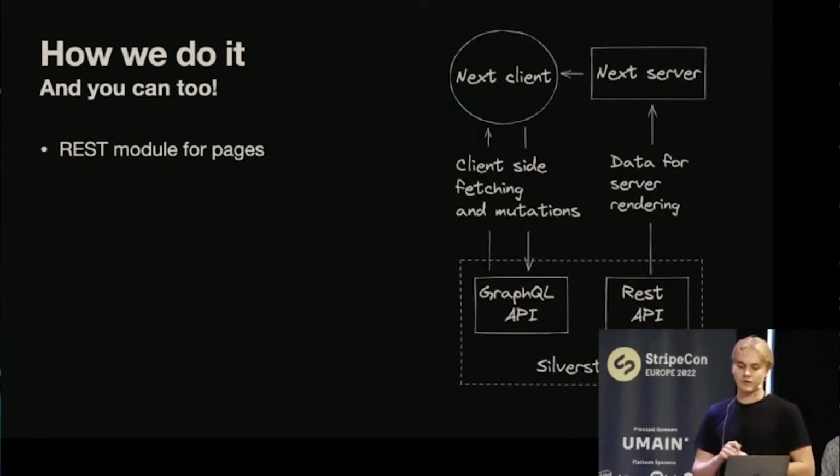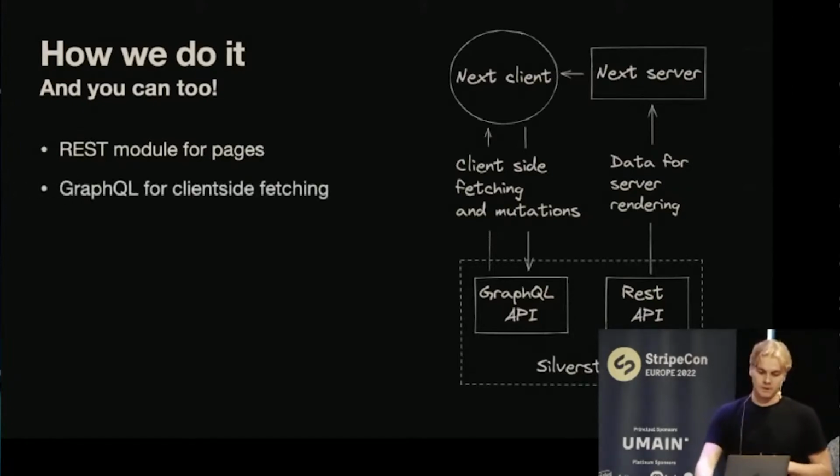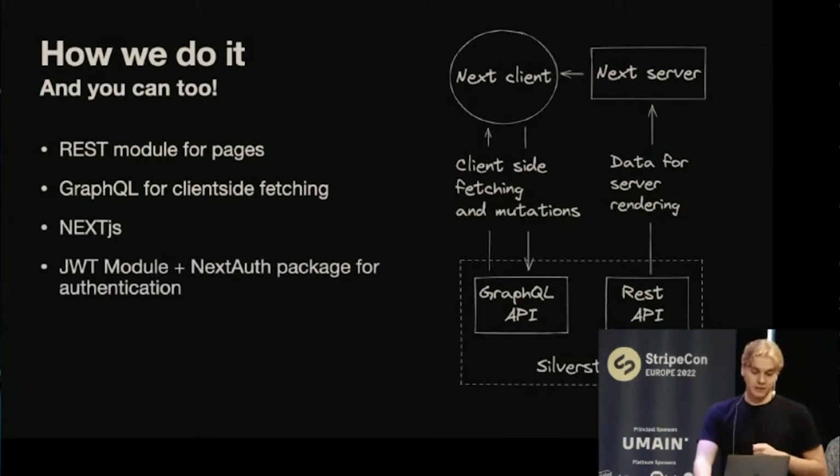So we use that for all of the data that we use for the server rendering, so our site tree and everything related to pages, basically. And then for all client fetching mutations, we use the GraphQL API. So we can do all of the form submissions and stuff without page reloads. So that's really nice. As I said, GraphQL for client-side fetching. We use Next.js, so we get really fast pages. And then we use the JSON web token module for authentication and the Next auth package that goes with Next.